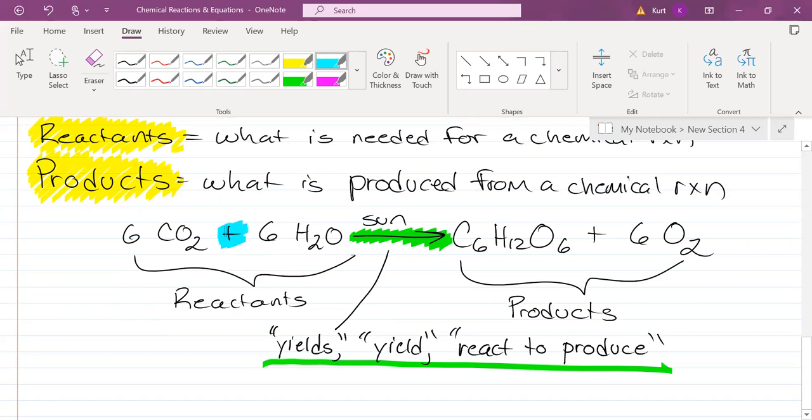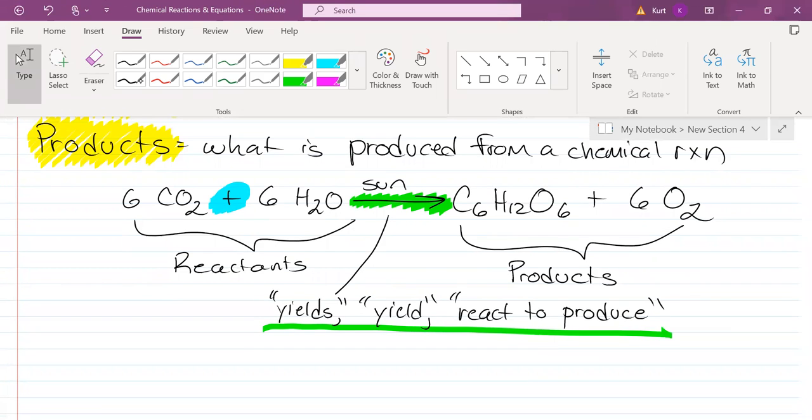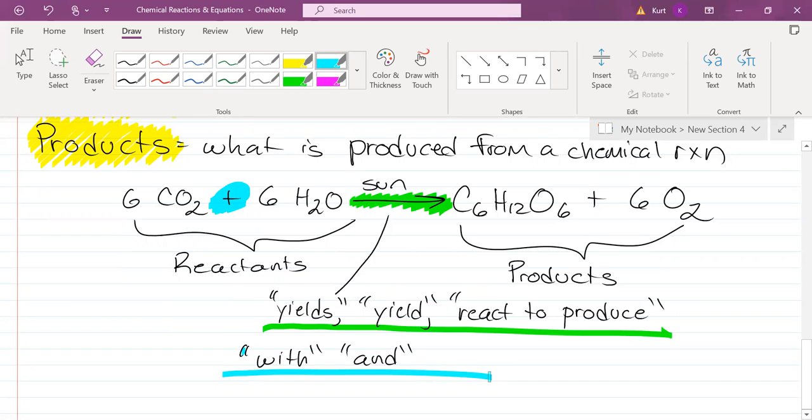For this symbol, you've been seeing this since kindergarten. Plus sign. We don't say plus. When you see that, you're going to say with, or you can say and, but don't say plus. Don't say that. So what I would say here is carbon dioxide reacts with. Here's another one. You can say reacts with. That's probably going to be the one you say the most. Reacts with. Carbon dioxide reacts with water.